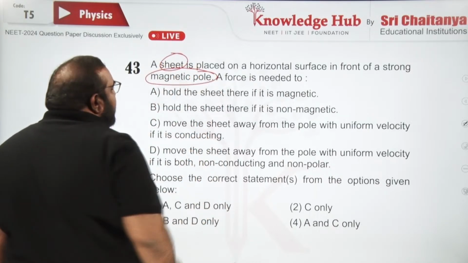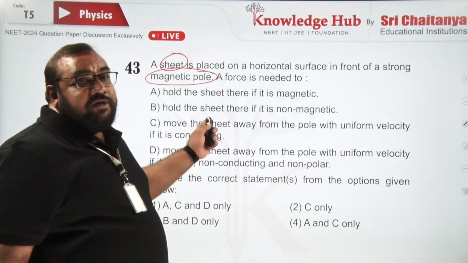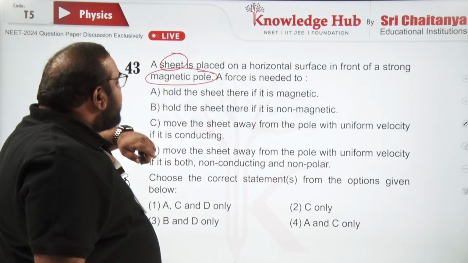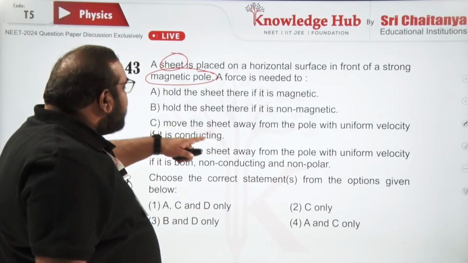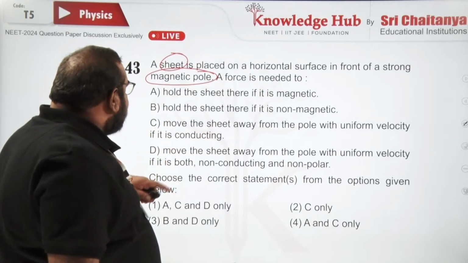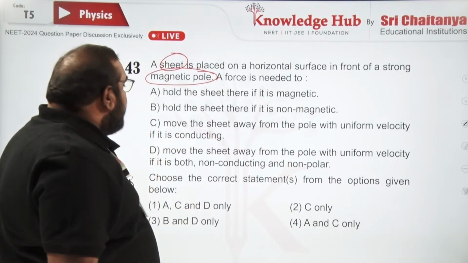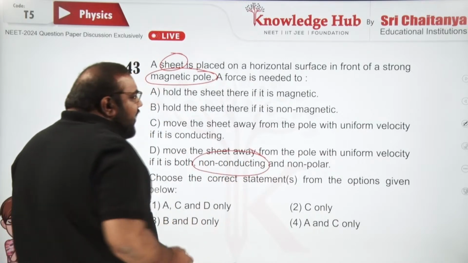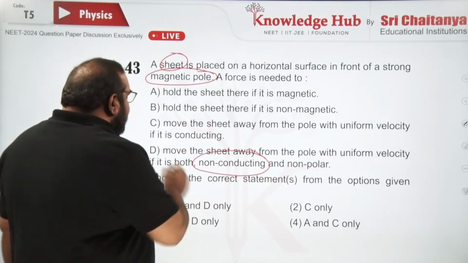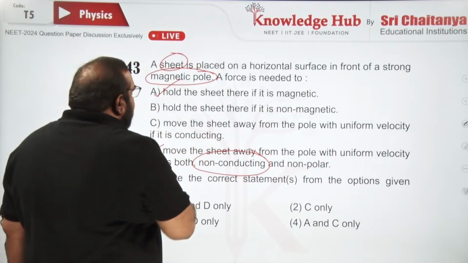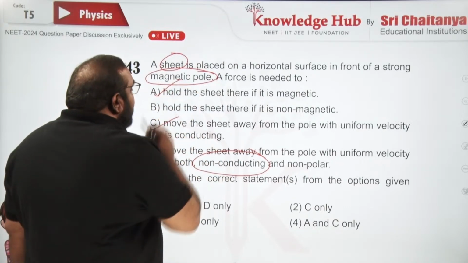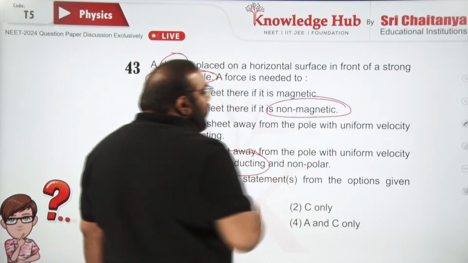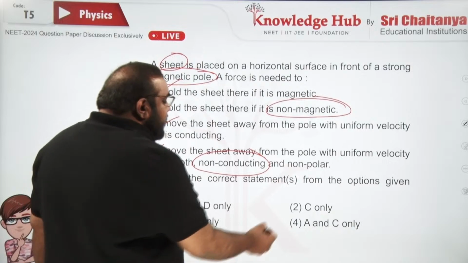A sheet is placed on a horizontal surface in front of a strong magnetic pole. A force is needed to hold the sheet, if it is a magnet. If it is non-magnetic, move the sheet away from the pole with uniform velocity. If it is non-conducting, no need, right? It won't move. So from this we can say A is correct and C is correct, obviously from this pole. B you can observe, hold the sheet if it is non-magnetic, just now I told you, if non-magnetic means no need. So simply A and C only.